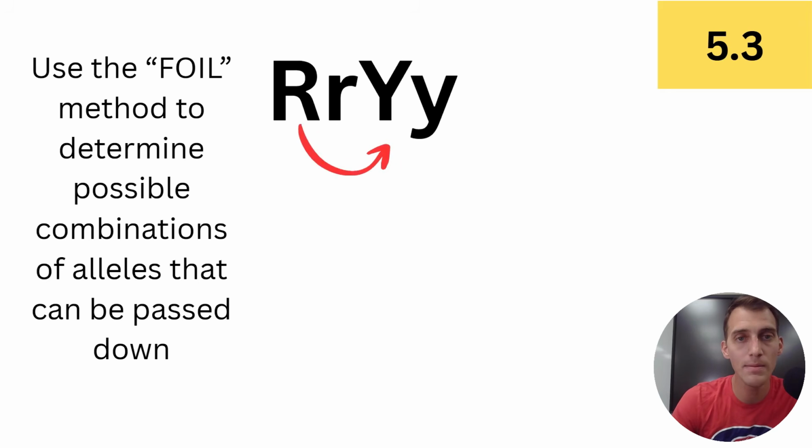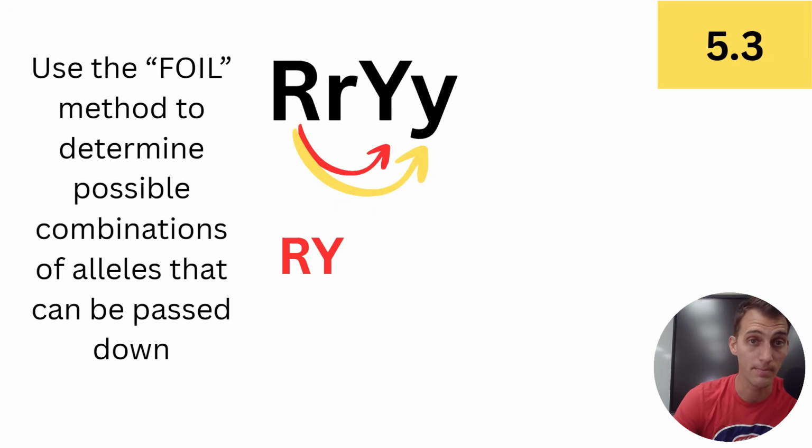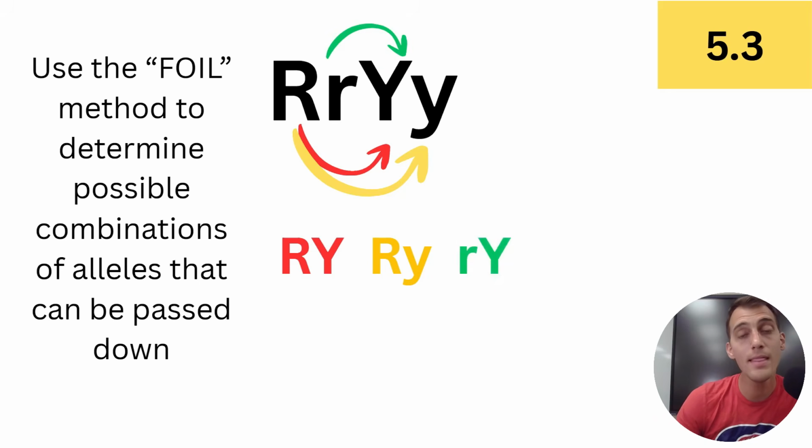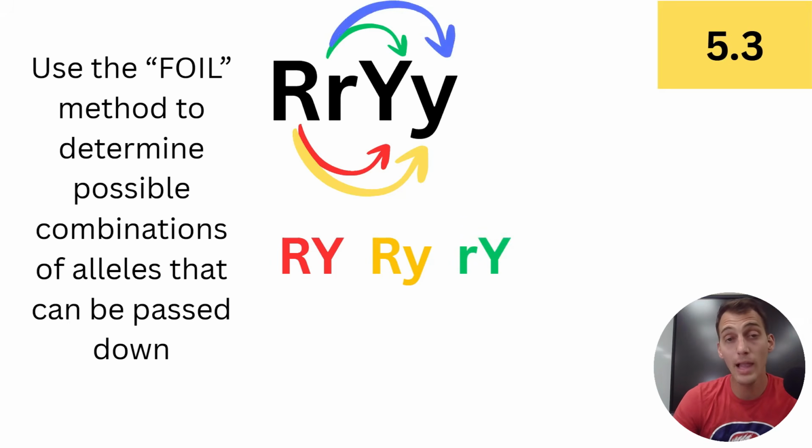They can pass down, let's use F stands for first, 2 dominant alleles, a dominant R and a dominant Y. O stands for outside: they can pass down a dominant R and a recessive Y. I stands for inside: they can pass down a recessive R and a dominant Y. And then L stands for last: they can pass down a recessive R and a recessive Y. So there are 4 different combinations of R and Y that this genotype can pass down.